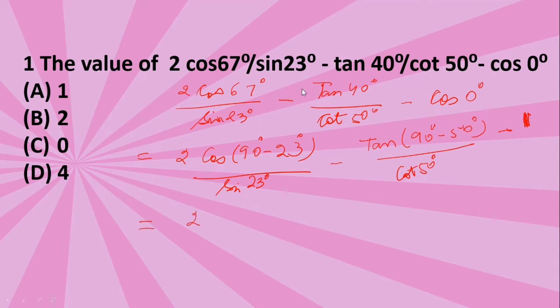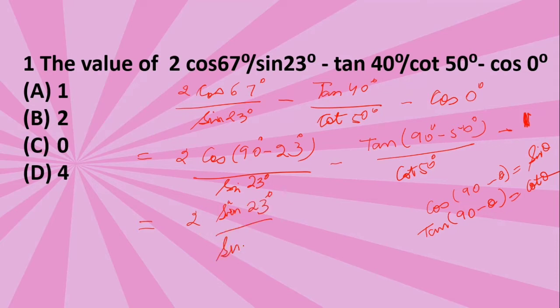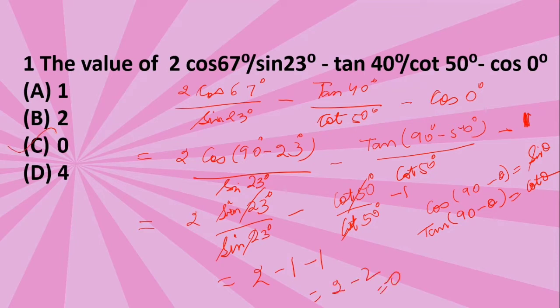Now as you know, cos 90 minus theta is sin theta and tan 90 minus theta is cot theta. So you can write sin 23 degree upon sin 23 degree minus cot 50 degree upon cot 50 degree minus 1. Cancel this and this. So you will be having 2 minus 1 minus 1. So it is 2 minus 2 is 0. So the correct answer is C.